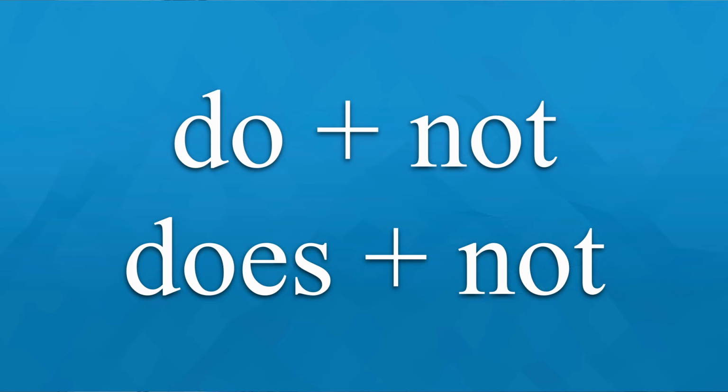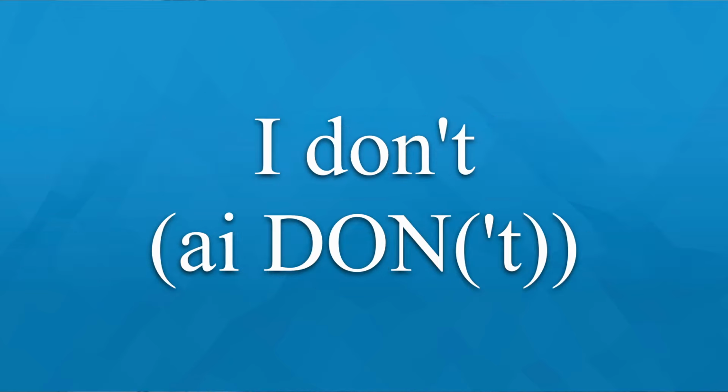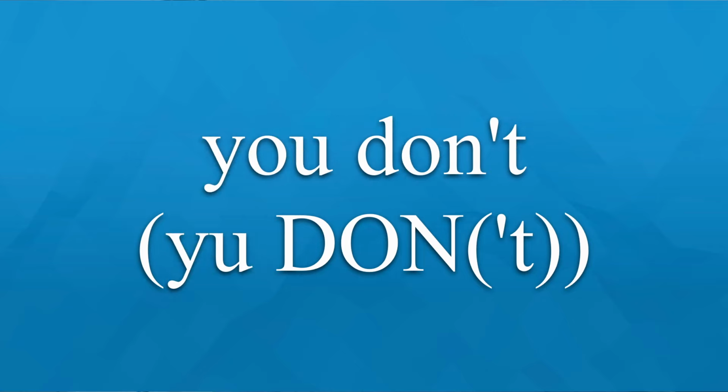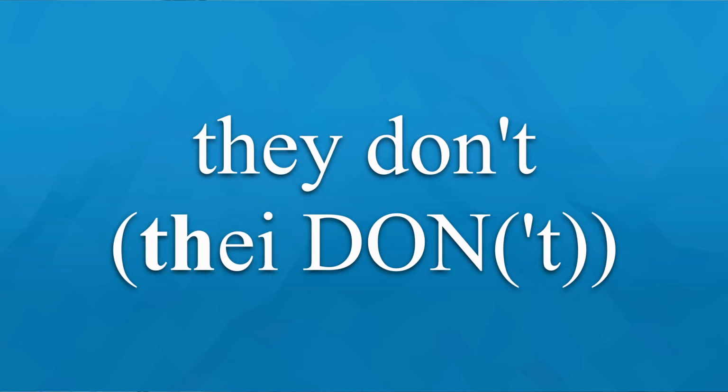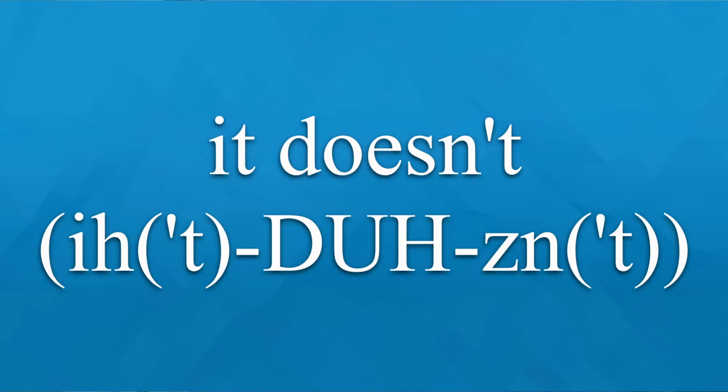Now we'll finish up this section with do because it's a nice little piece that we can fit in here. We say I do, you do, he does, we do, they do. There's no contraction here. But in the negative, does and not can contract. And that's the most common thing to do. I don't, you don't, we don't, they don't, he doesn't, she doesn't, it doesn't.